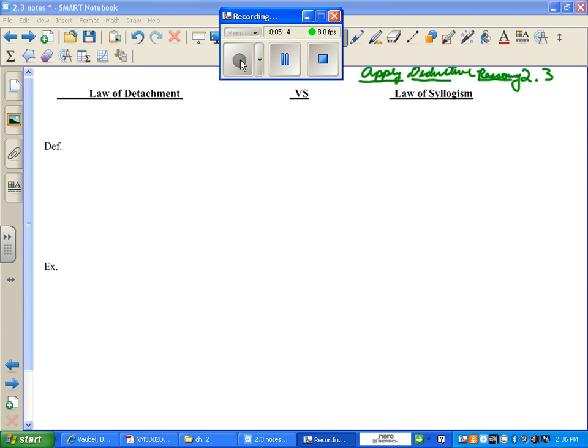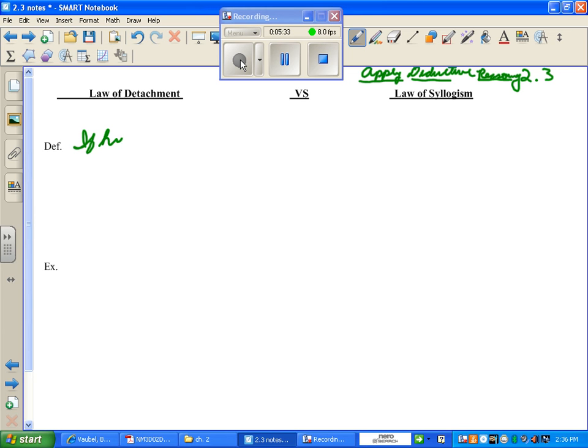Okay, now we have two types of logic. There's the law of detachment versus the law of syllogism. We are going to start with the law of detachment. So its definition is if the hypothesis is true, then the conditional statement is true. So if hypothesis true, then you have your conditional statement being true.